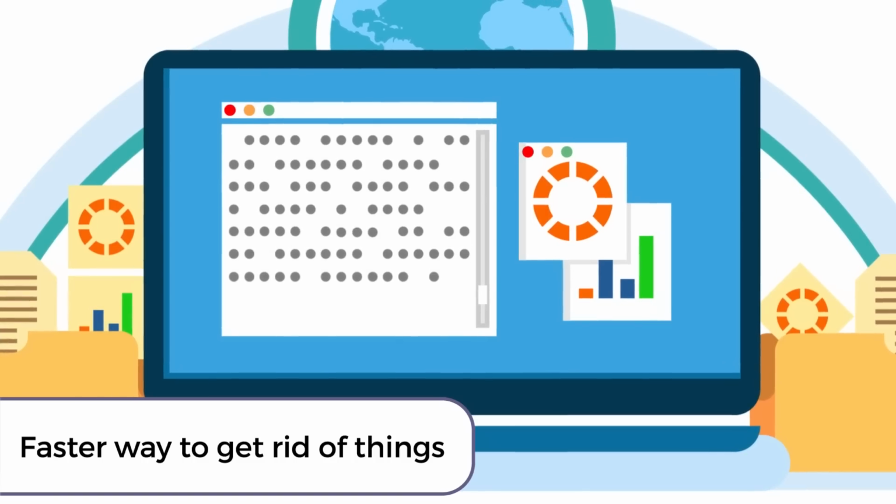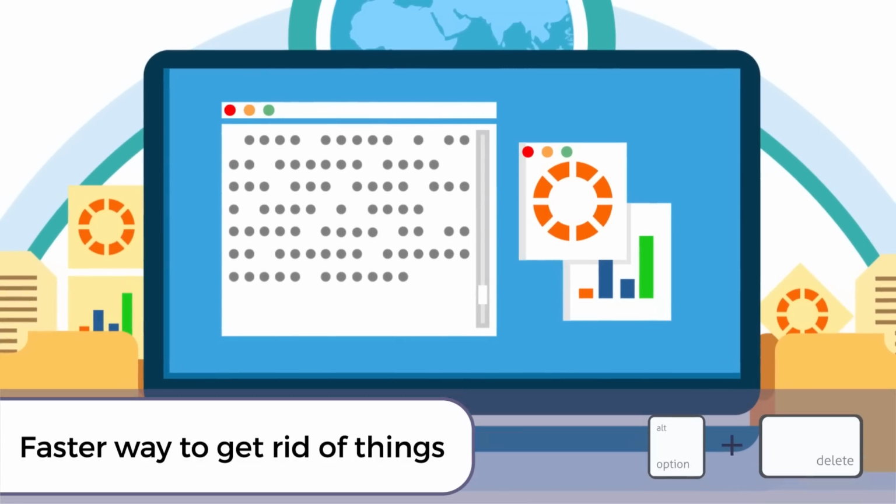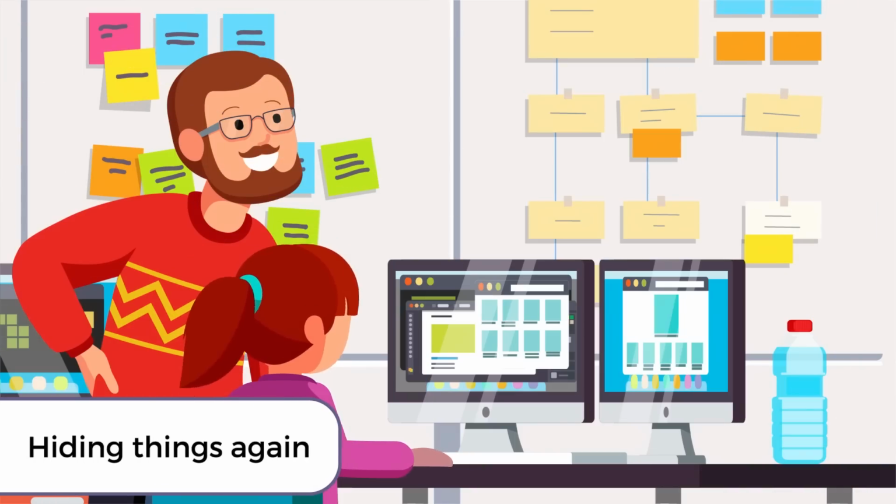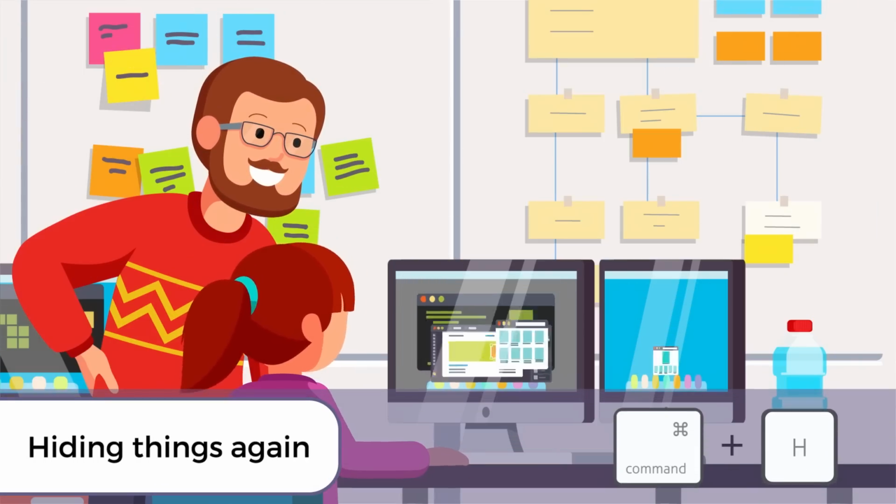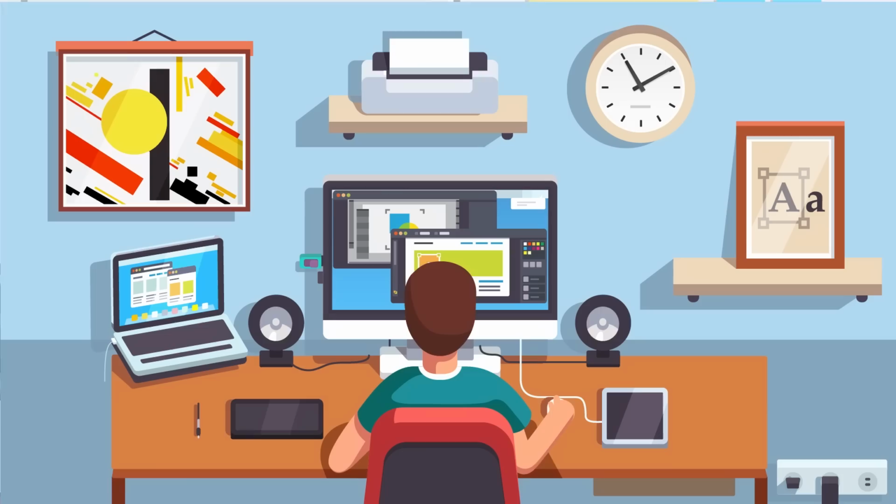Faster way to get rid of things. Usually when you delete words, it does one letter at a time, but if you press Option plus Delete, you'll see words disappearing, not letters. Hiding things. Again, if you quickly want to hide all active windows, just hit Command plus the H key.